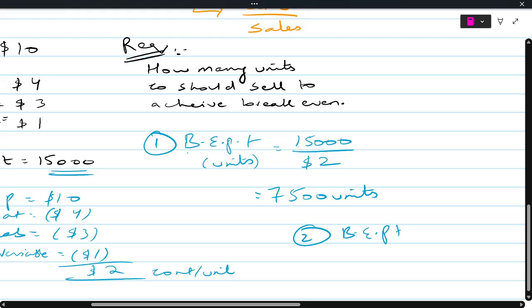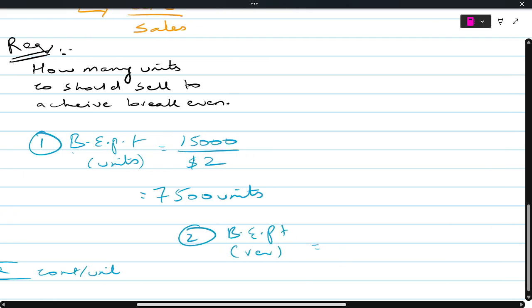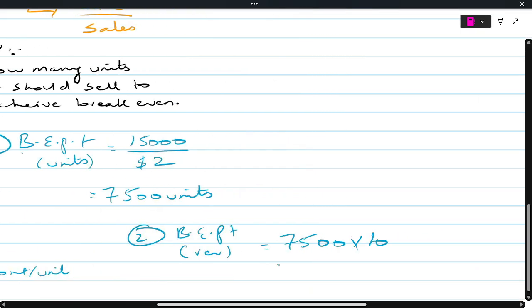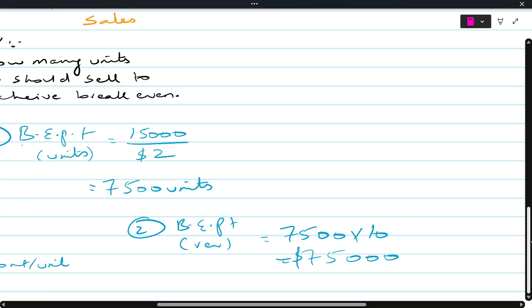So it's very simple. The first technique, the first formula is very simple. Take your break even units, 7,500, and multiply it with the selling price per unit, which was $10. So that's going to be $75,000 worth of sales. $75,000 worth of sales that I need to achieve in order to achieve my break even, right?